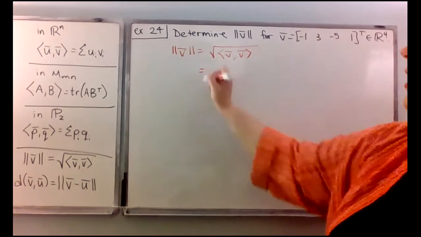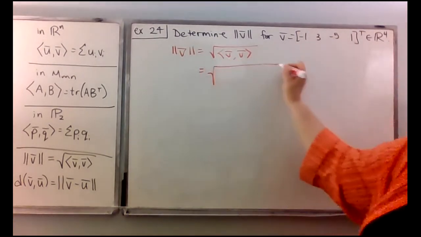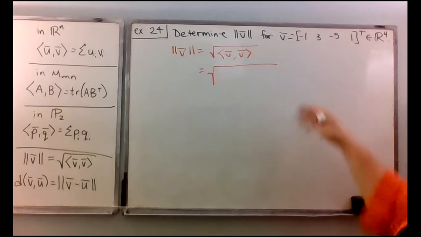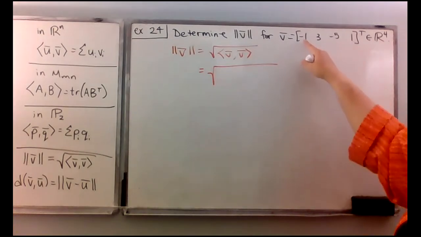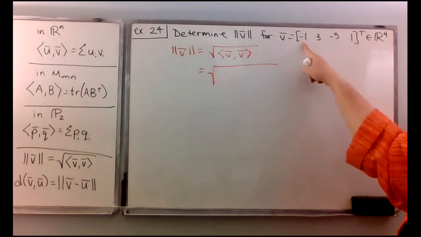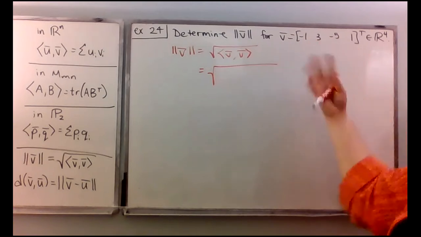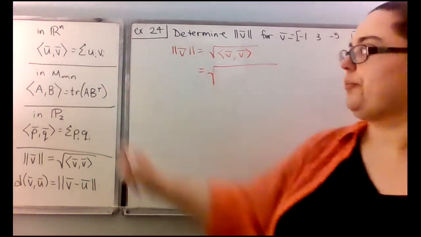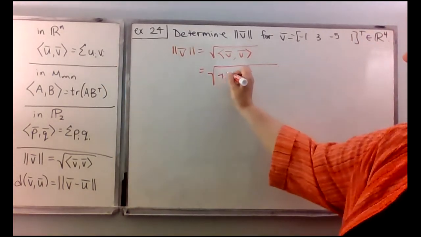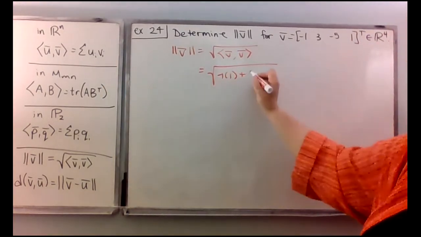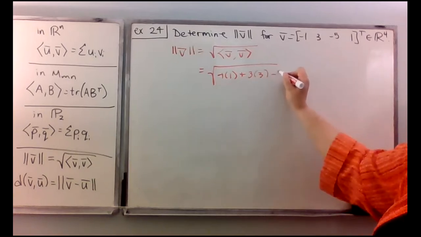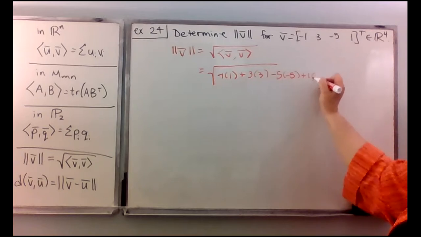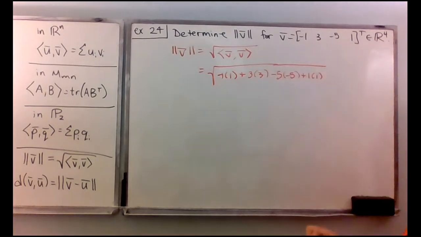Okay? So this is going to be the square root of, when I do an inner product, or like the dot product, I'm just going to basically be multiplying each entry times itself, right? So this V is both U and V from this definition now. So I've got -1 times -1, 3 times 3, -5 times -5, and 1 times 1. Oops, that should be a -1, sorry about that.